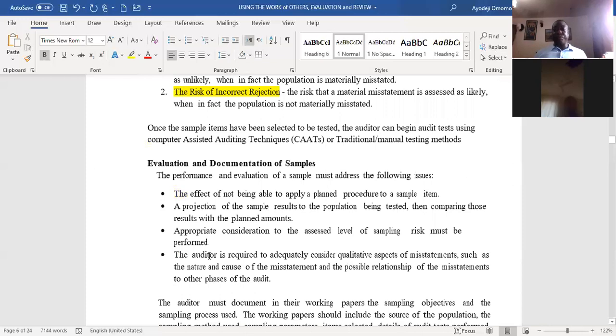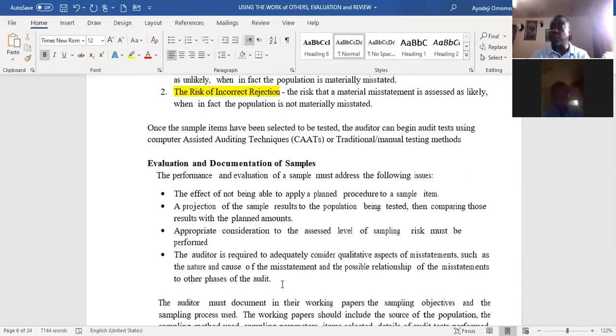We said once the sample items have been selected to be tested, the auditor can begin audit tests using CAT or traditional manual testing. For some of us that are joining us for the first time, please read your notes. We have handled CAT, the different types of CAT, different types of software.